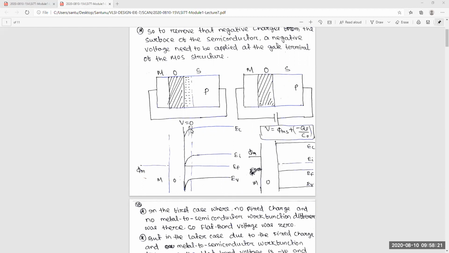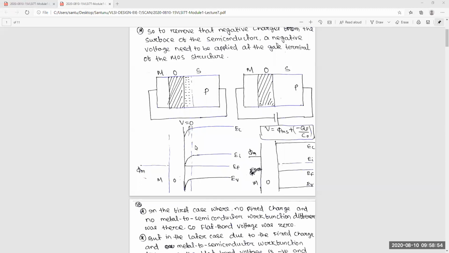That's why you can see the Fermi level to EC distance is less now. Initially, in the ideal MOS, when there were no charges, that difference was more. But now this difference is less. So it is going towards an n-type semiconductor, though negative charges are there.